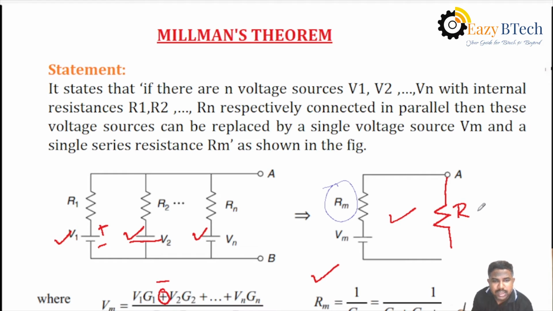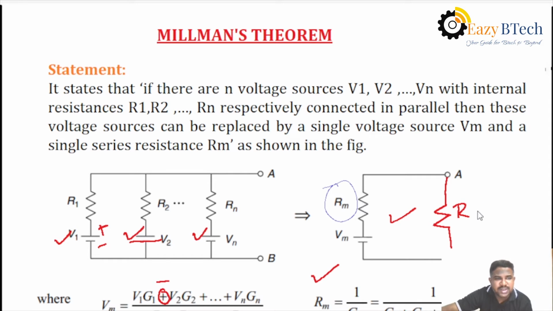Then find out the current passing through the resistance R by I equal to V by R, where V is the Vm and R is Rm plus R. Rm and R both are in series connection. Then total resistance is Rm plus R. Then I equal to Vm by Rm plus R. Like that, you can find out the current passing through the unknown resistance R.